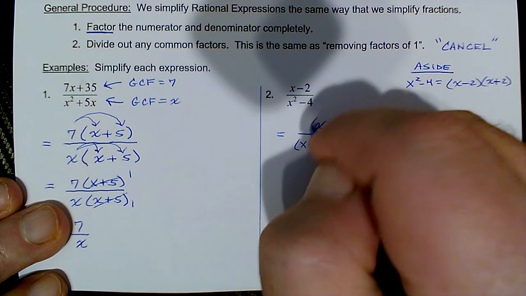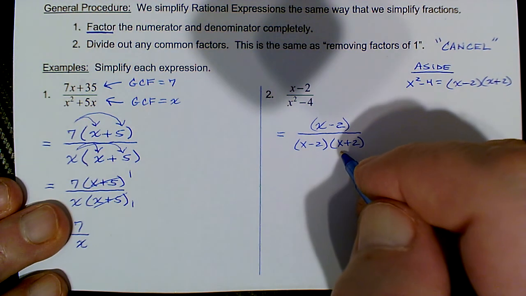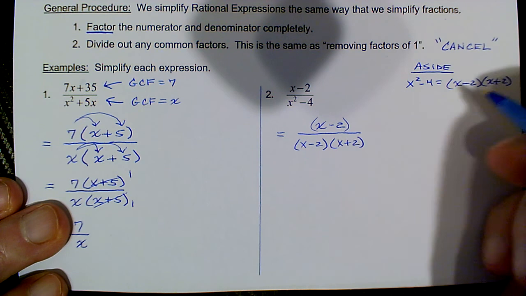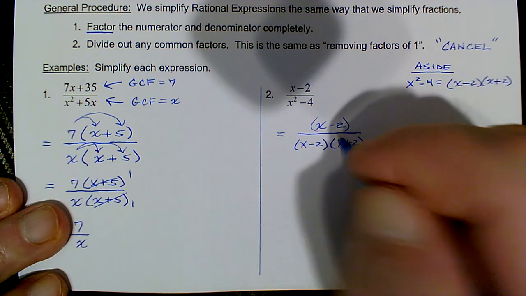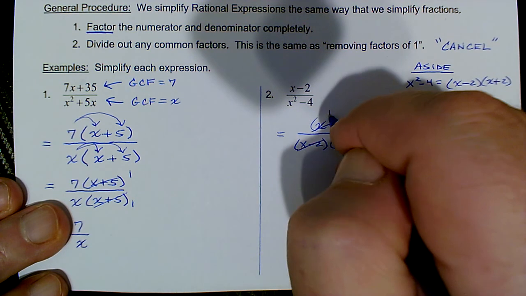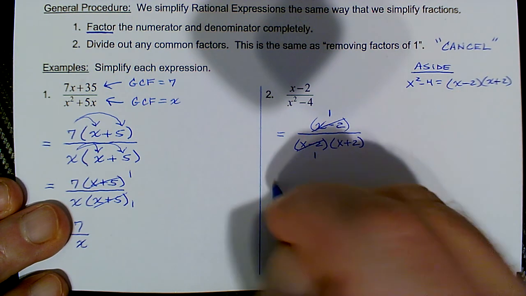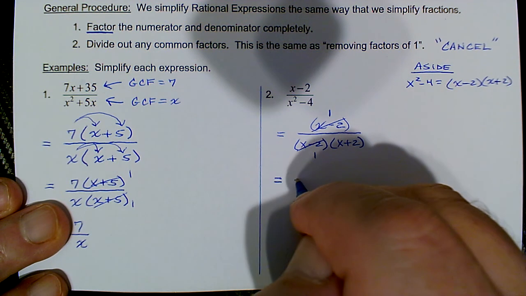And now x minus 2, a binomial quantity, is common to both numerator and denominator. You can think of dividing it out, removing the common factors of 1, or canceling. So just cross them out. You should replace them by 1s, because if you didn't replace it by 1, then you might question what's in the numerator. And in this case it's 1, and then we're left with the x plus 2 in the denominator.